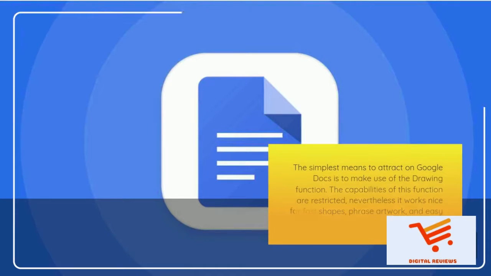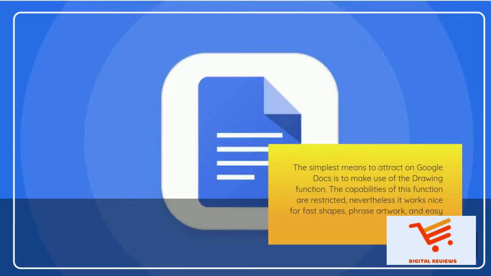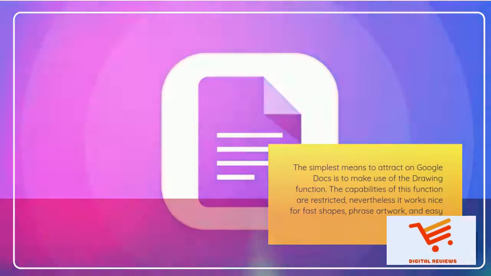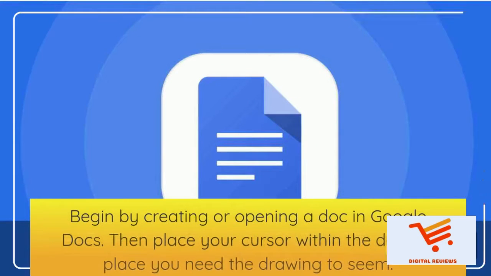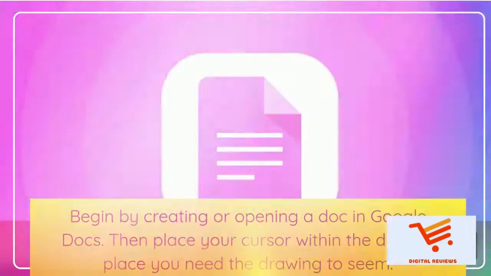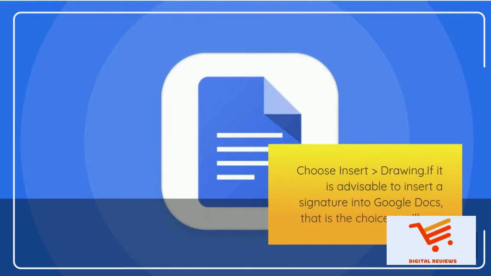The easiest way to draw on Google Docs is to use the drawing feature. The capabilities of this feature are limited, but it works great for quick shapes, word art, and simple diagrams. Start by creating or opening a document in Google Docs. Then place your cursor in the document where you want the drawing to appear. Select Insert > Drawing. If you need to insert a signature into Google Docs, this is the option you would use.